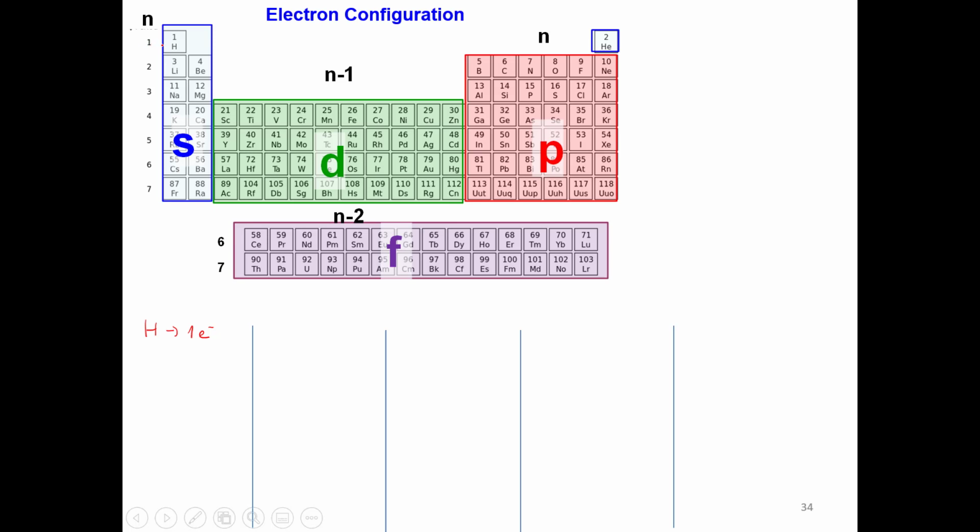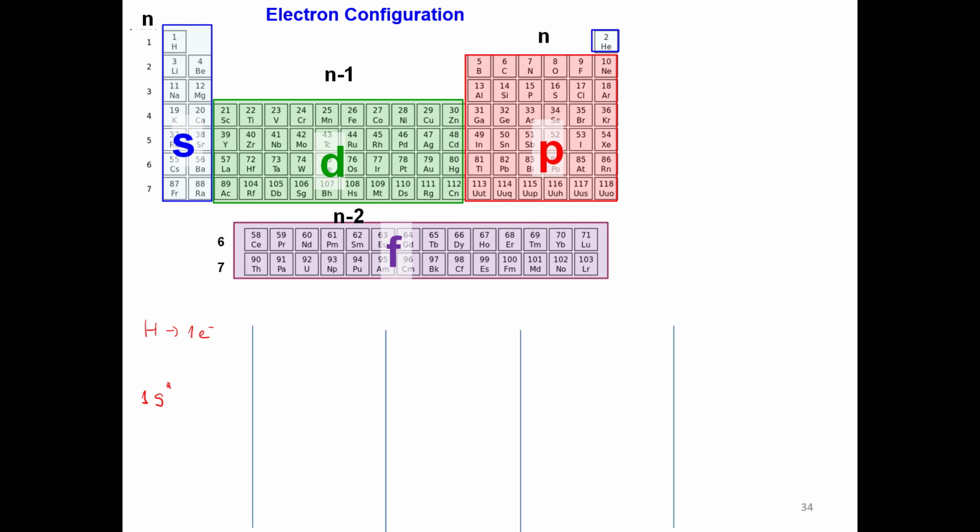And you see, the main orbital is 1 because it's in the first one. We will write this 1. It's in the S group, must be s. And it's in the first column. How many electrons? 1. Yes.